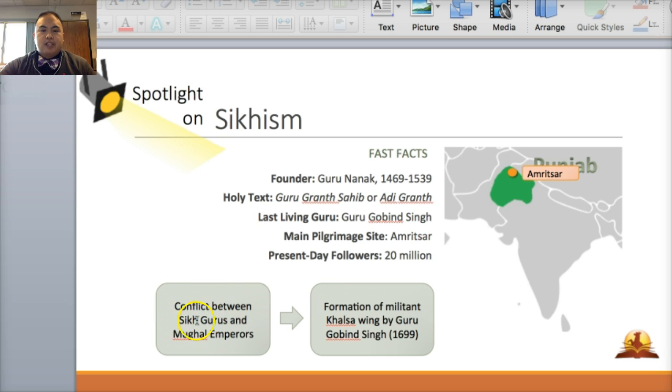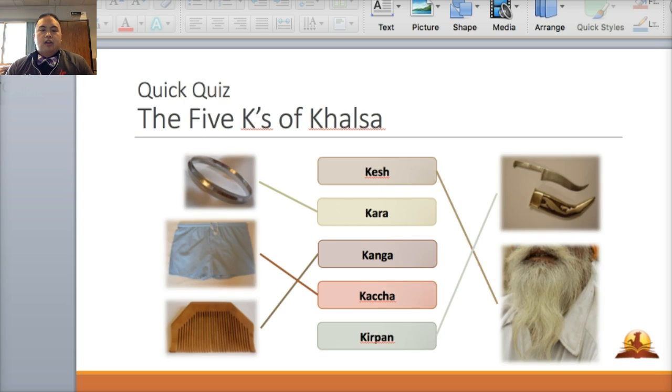There was a conflict between the Sikh gurus and the Mughal emperors, and that started the formation of a militant Khalsa wing by Guru Gobind Singh in 1699. Okay. Because it was more military, they had what they call the 5 Ks of the Khalsa. Khalsa was their initiation to become a military person for the Sikhs. They had the 5 Ks. Hard to remember, hard to understand, but hopefully these pictures will help you. So try to remember the 5 Ks.